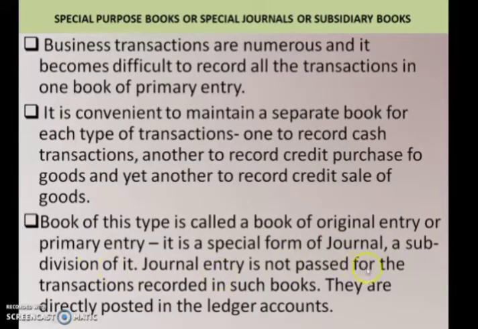Journal entry is not passed for the transactions recorded in such books. So if we are maintaining a special purpose book, or special journal as it is also known, we don't record the journal entry. After preparing the special purpose book, we can move straight to posting in the ledger account. Okay, so this is what our special purpose book is about.